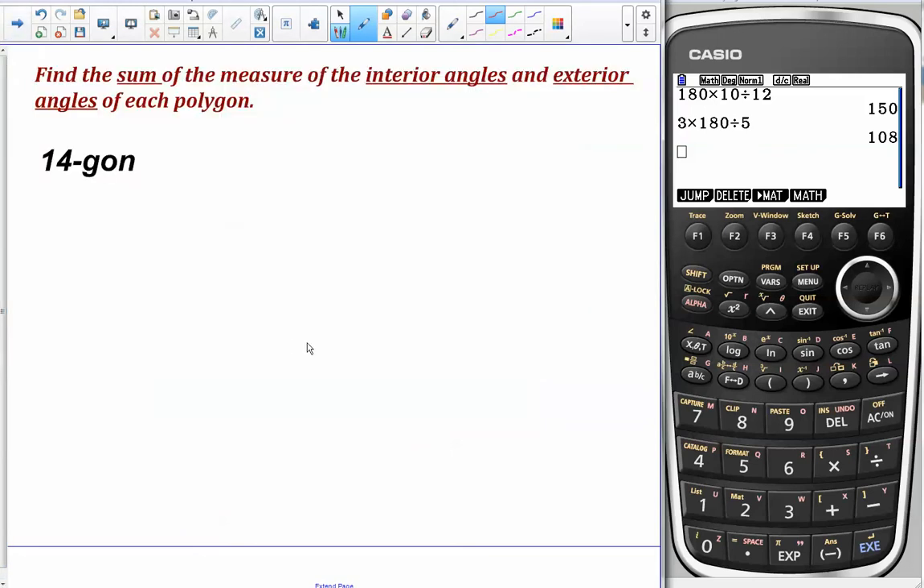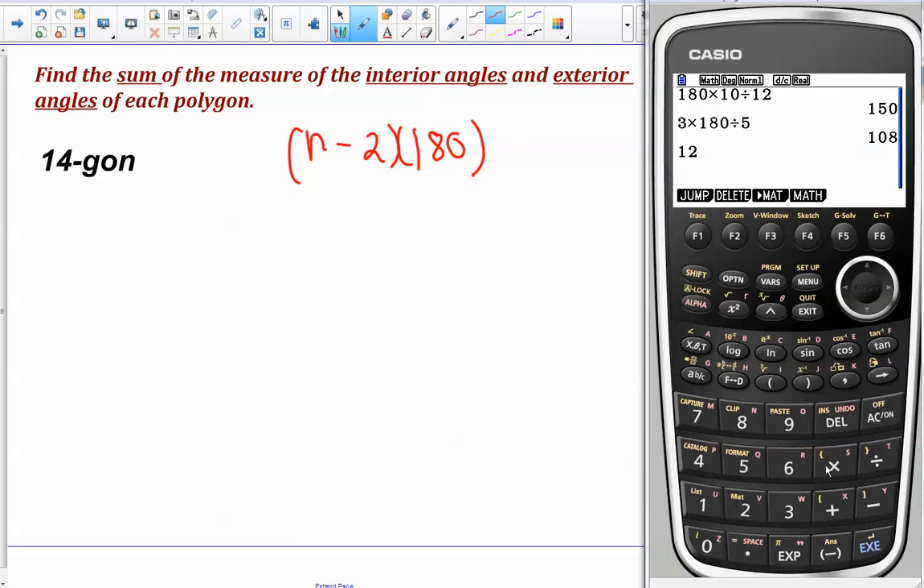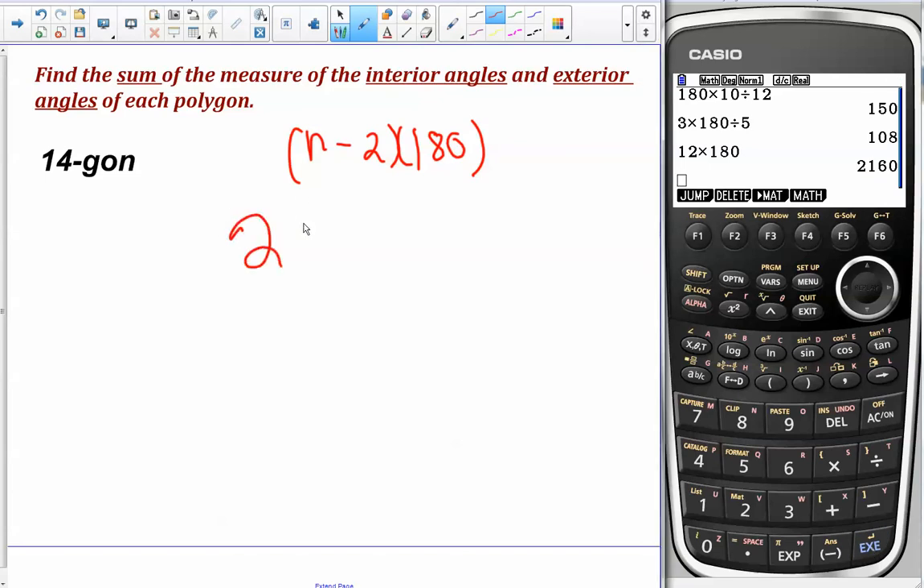Here's an example, very similar to your homework. Find the sum of the measures of the interior angles and exterior angles. So basically it's just n minus 2 times 180. Once you get the hang of this and you've got a calculator in your hand, this goes fast, because that's nothing more than 12 times 180. Boom, 2160. That's a lot of angles. And exterior, 360. You don't even have to think about it. All of them are going to be 360.